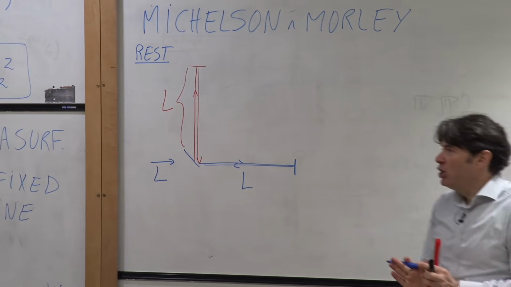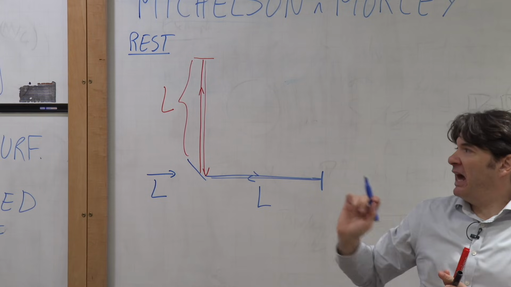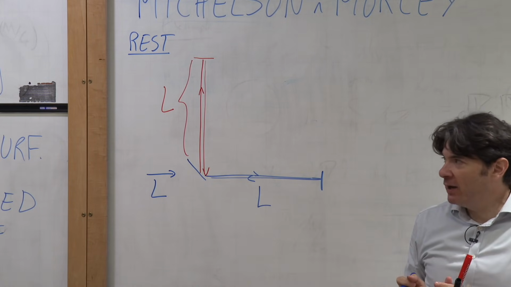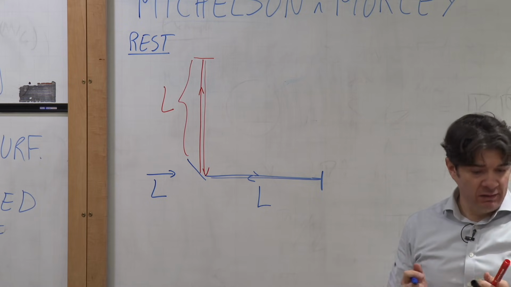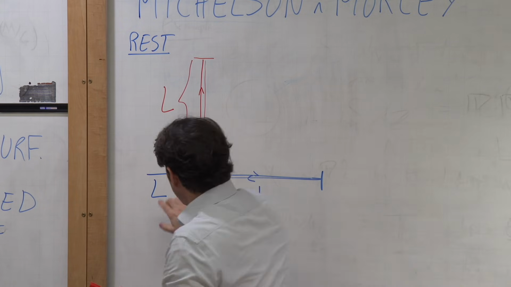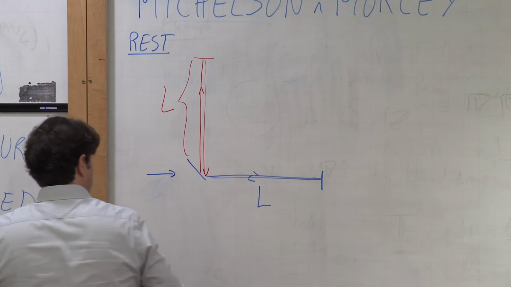So basically, you send a beam of light in that direction. The light reflects off a mirror at a distance L and comes back, and the other one goes in that direction, okay? And the light does the same. So if we have this light, it's not a vector, L, light.